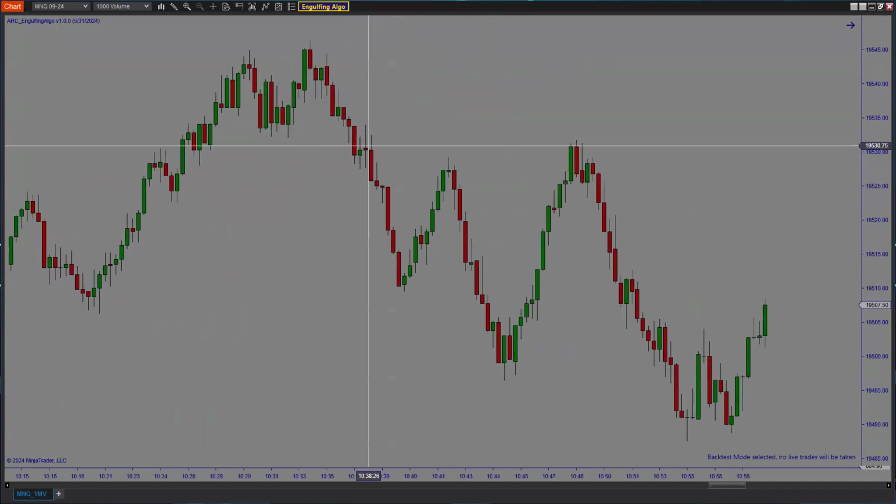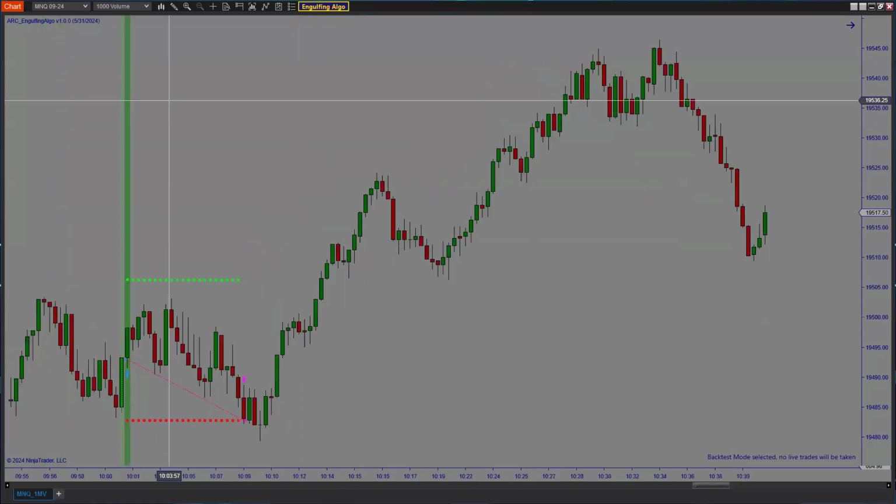That looks pretty good. I'm going to leave it here. Let's do MNQ 1000. All right, so I'm going to bring up a new strategy analyzer.